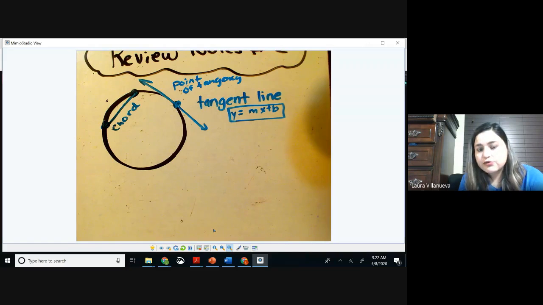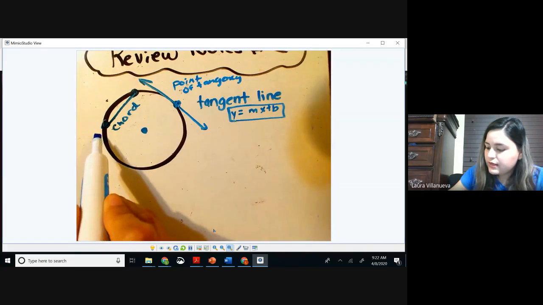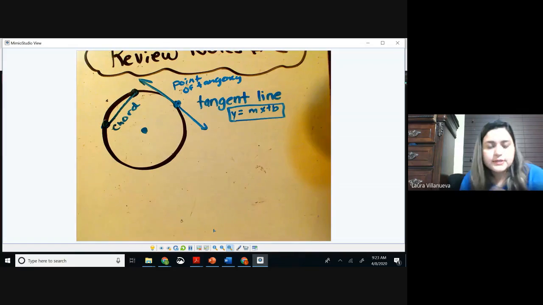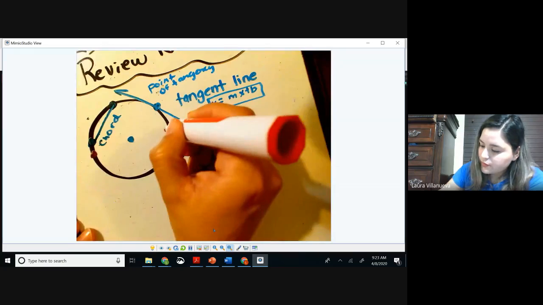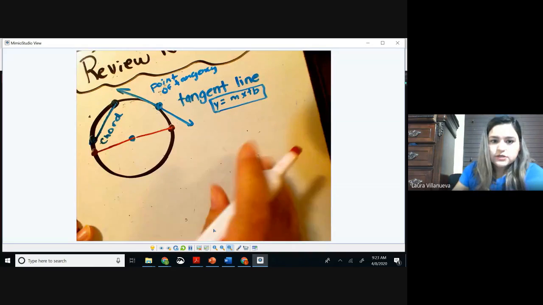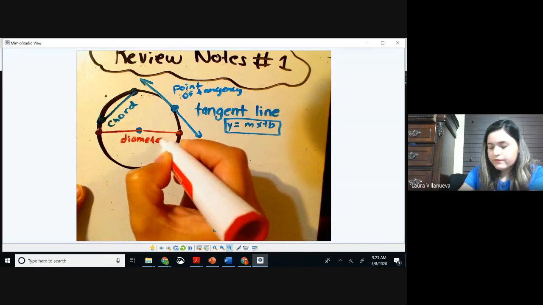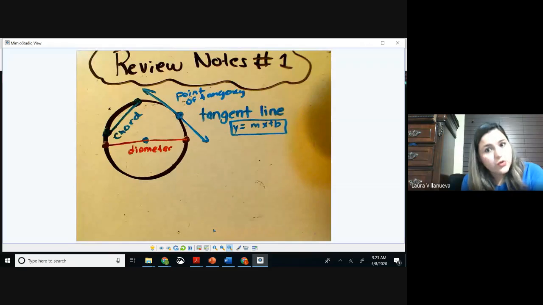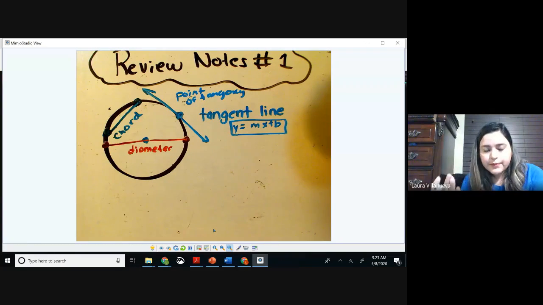But if it does pass through the center of your circle, this is your center. If your line passes through the center, that is called the diameter. So I'm going to do a line from one point to another point, and if my line passes through the center of my circle, then that is called the diameter. That is also a chord, because it passes from one point to another. But if it passes through the center, that is your diameter.